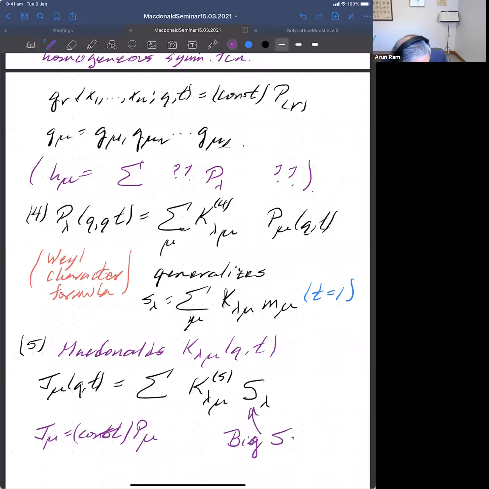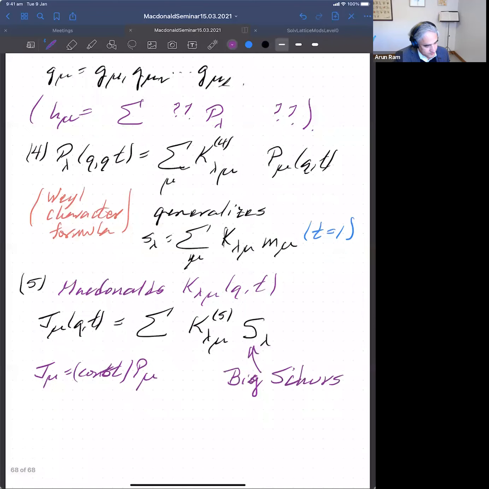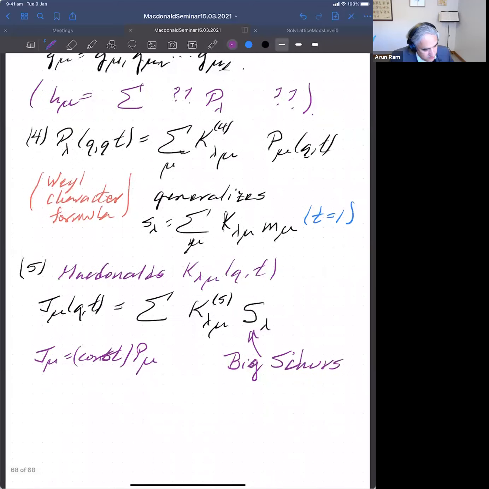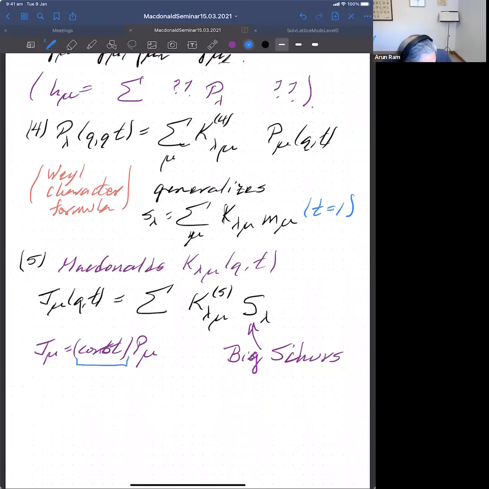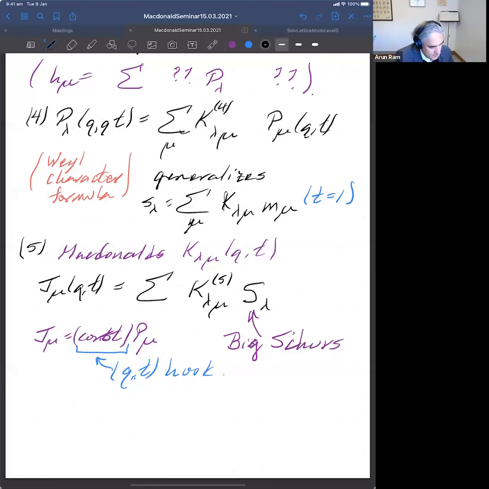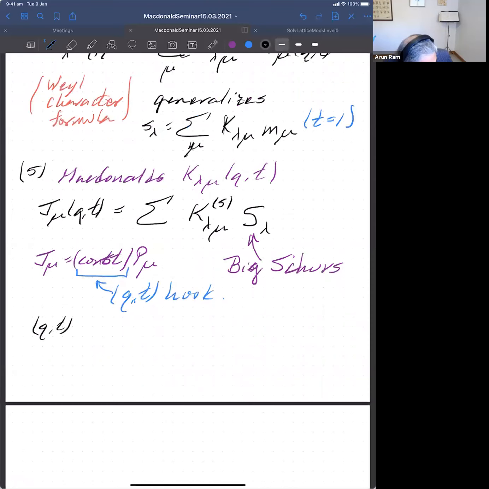So this is, if you like, the outline of the plan for today. I just want to explain what all of these different parts are. So eventually I'll tell you what the big Schurs are. So the first thing I want to attend to is this constant. So this constant is called a hook number, QT hook. Let me define it carefully, because these QT hooks really seem to control the combinatorics in several ways. So QT hook numbers.